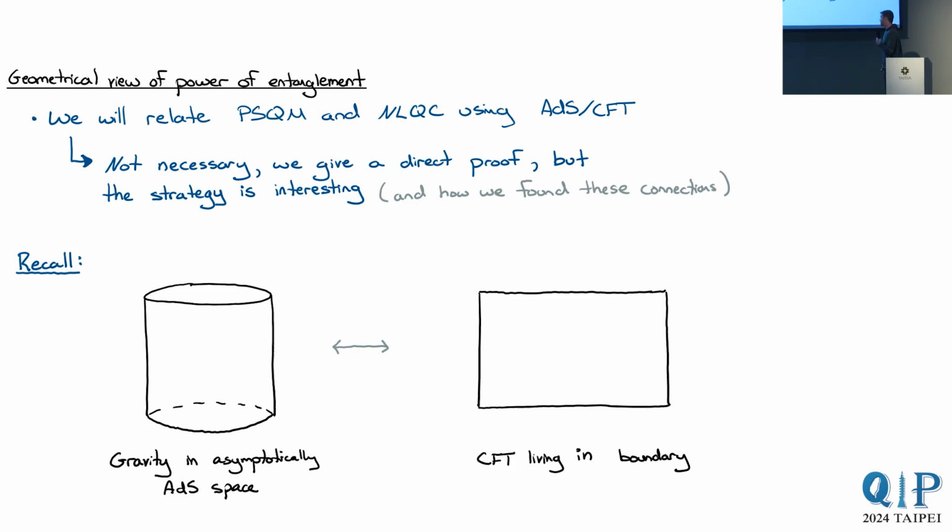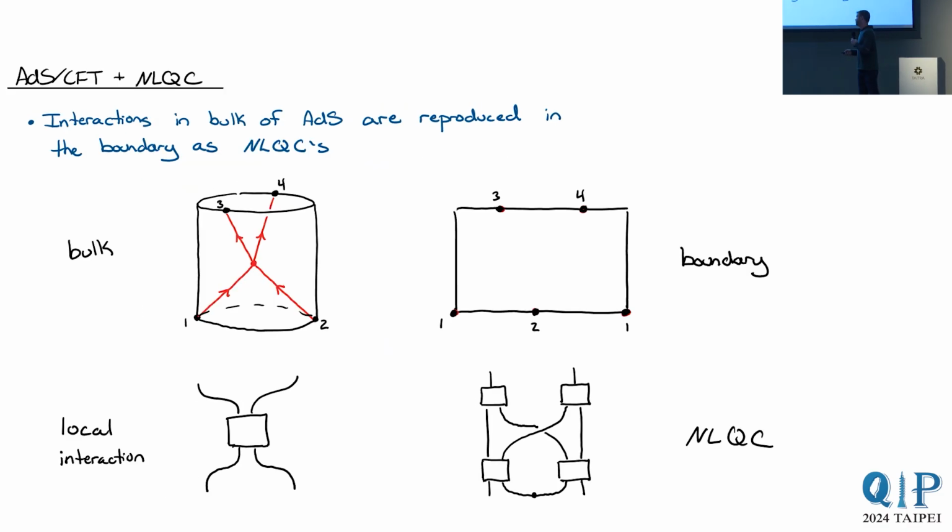So I'll have to say a little bit about AdS/CFT, so let me do that. AdS/CFT is a statement that two apparently very different looking theories are really equivalent. One of the two theories is a theory of gravity that lives in a special kind of spacetime called an asymptotically AdS space. That's what I'm representing with this cylinder here. And then the other theory that's equivalent is just a quantum mechanical theory called the CFT that lives on the boundary of that spacetime.